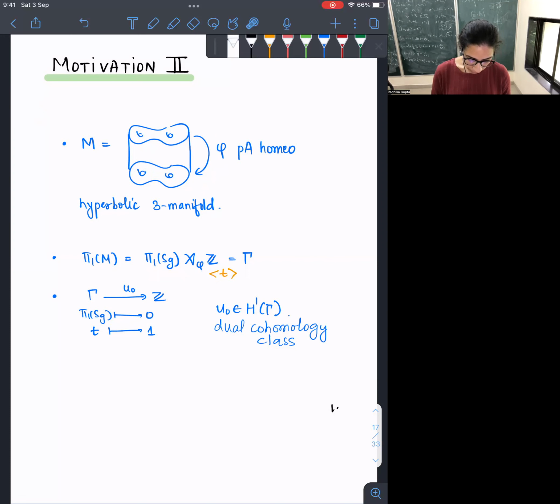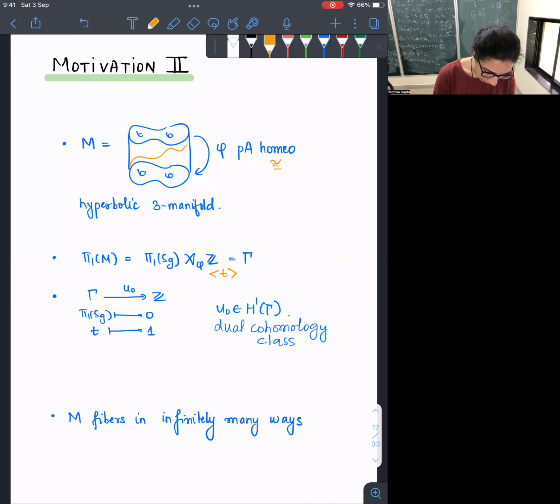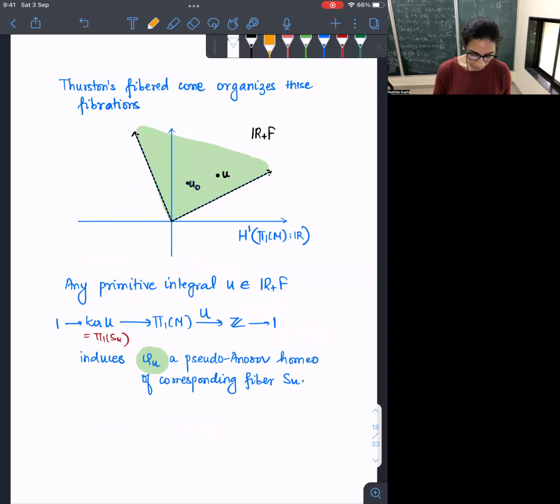The fundamental group of this 3-manifold is a semi-direct product. And there is a dual cohomology class, a map to Z, where we send the fundamental group of the surface to 0 and the generator for the circle direction to 1. A very interesting fact about these hyperbolic 3-manifolds is that they actually fiber in infinitely many ways. What that means is that this manifold can also be written as fibering over, maybe, a genus 3 surface in there.